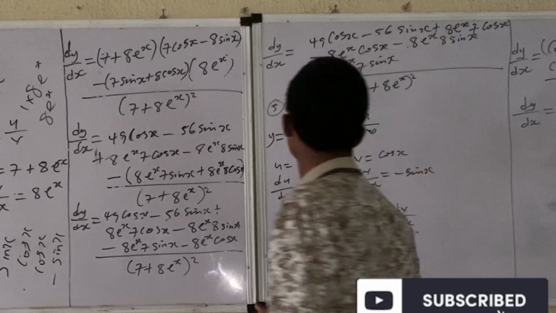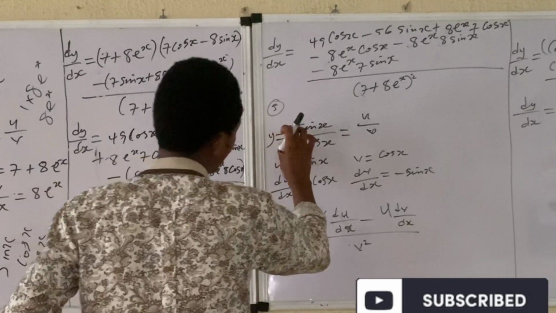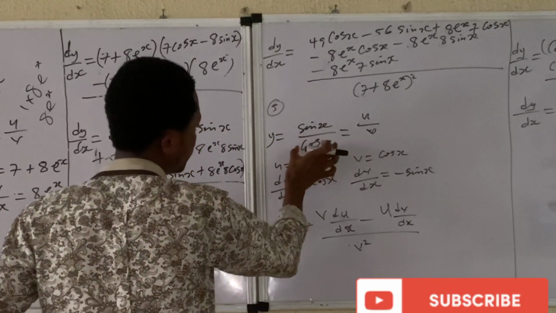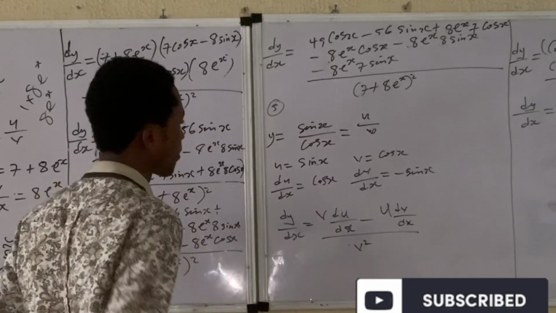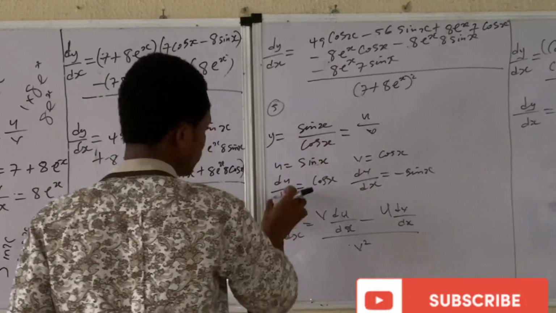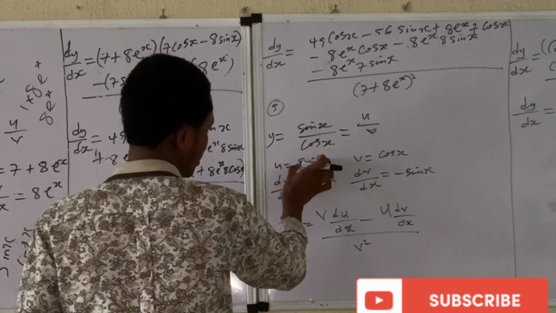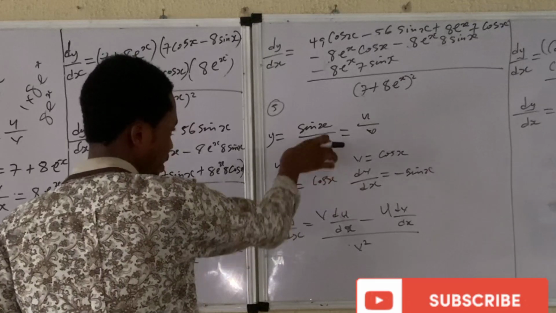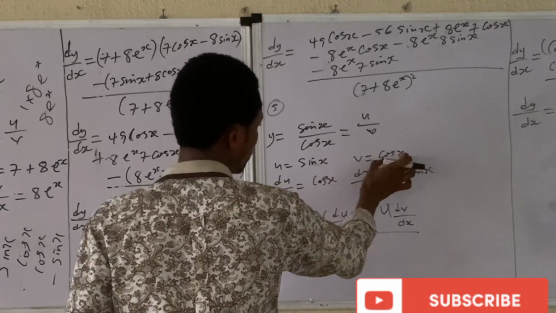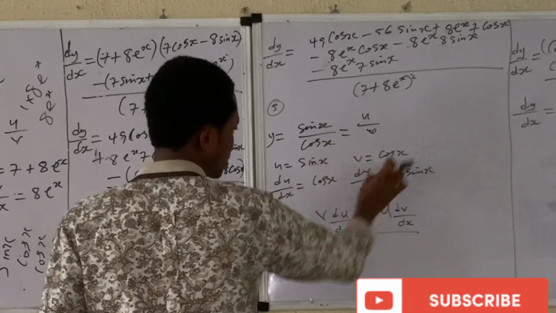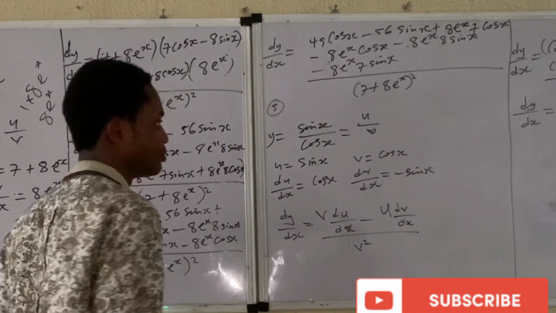Now, moving to question 5. Y equals sine all over cos. This is another trick question. Remember, this is our u and this is our v. U is the sin x. Now, differentiating u with respect to x, du dx equals cos x, because differentiating sin x gives you cos x. Now, v equals the cos. Differentiating v with respect to x, dv dx equals minus sin x, because differentiating cos gives you minus sin x.